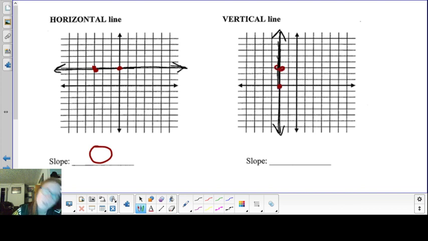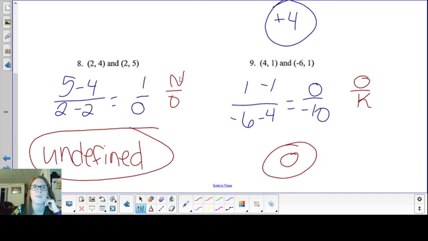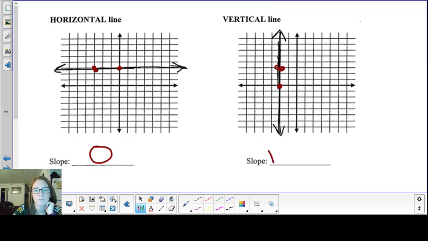Now in my vertical line, my x doesn't change. So if my x doesn't change, it's going to be similar to number 8, which means we're going to have 0 on the bottom, which means it's always going to be undefined. So horizontal lines, slope is 0. Vertical lines, slope is undefined.